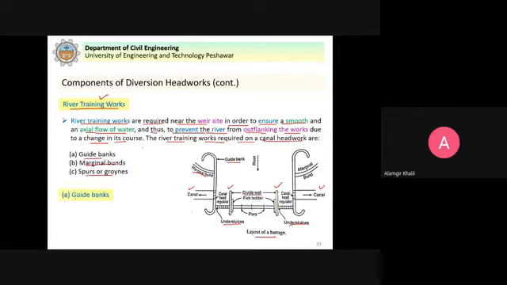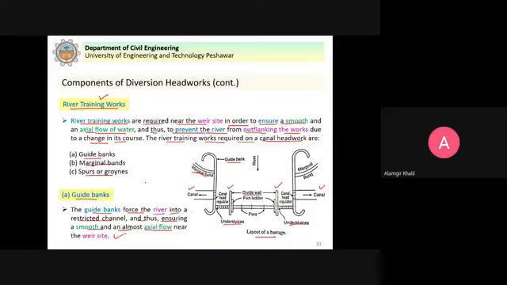So what are guide banks? The guide banks force the river into a restricted channel, thus ensuring a smooth and almost axial flow near the weir or barrage site.